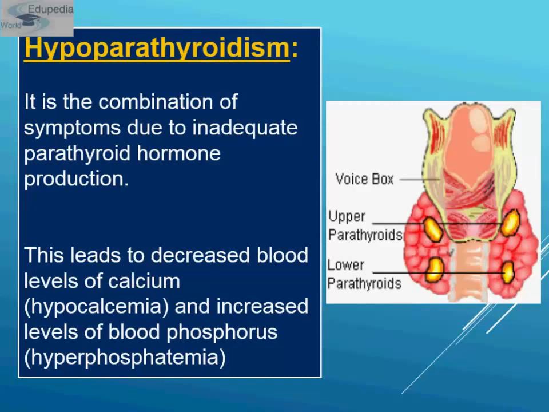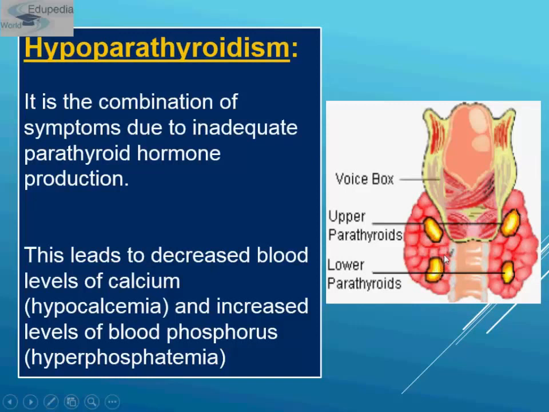Hypocalcemia, and an increased level of blood phosphorus, which we call hyperphosphatemia. Okay, so in hypoparathyroidism, you can see this is the thyroid gland, this is the larynx, which we call the voice box, and this red one is your thyroid gland, and these four lobules are your parathyroid glands. They are present in two pairs, as you can see, 1, 2, 3 and 4.